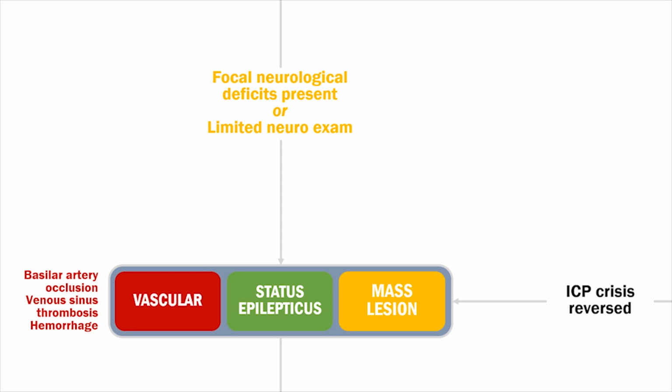The top 3 disorders that cause sudden coma and need to be emergently addressed are vascular, such as a basilar artery occlusion, hemorrhage, or a straight sinus thrombosis, status epilepticus, or a mass lesion, such as a neoplasm. Our patient had mass effect, so it stands to reason that hemorrhage and mass would be at the top of our early differential.